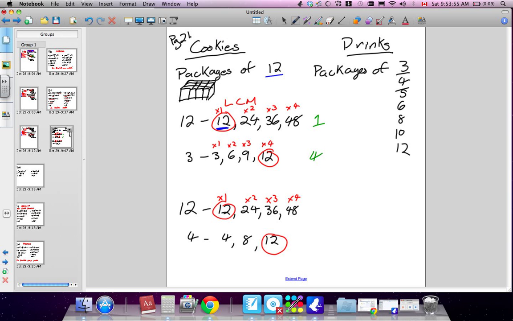12. Now how many packages of drinks do we need to get to 12? 3. So how many packages of cookies to get to 12? 1. And how many packages of drinks to get to 12? 3. Does that make sense?